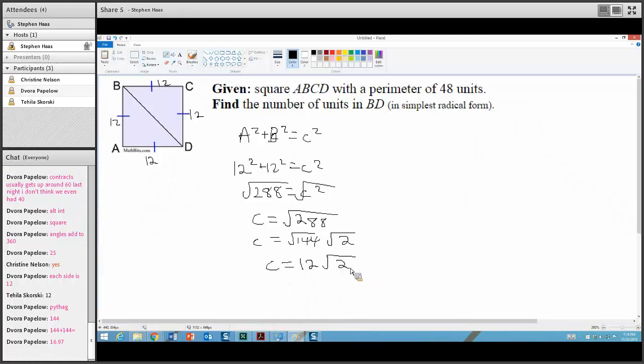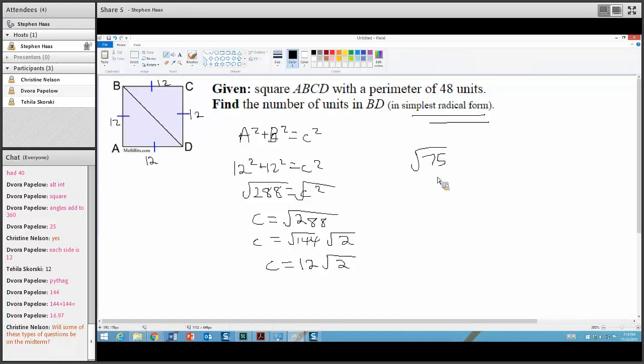Or you can just do it on a calculator, what's the square root of 288, which I guess would be about 16.97. Or if you wanted to leave it in radical form, I think in this case the instructions asked us to leave it in simplest radical form. So in that case, we would try to get it into a perfect square and a non-perfect square. So for example, let's say for argument's sake, you had the square root of 75 or something like that, and you wanted to break that down.